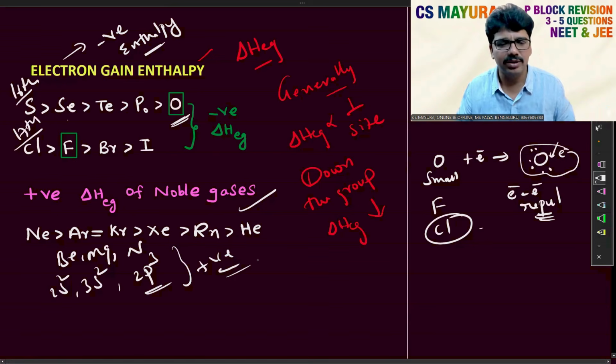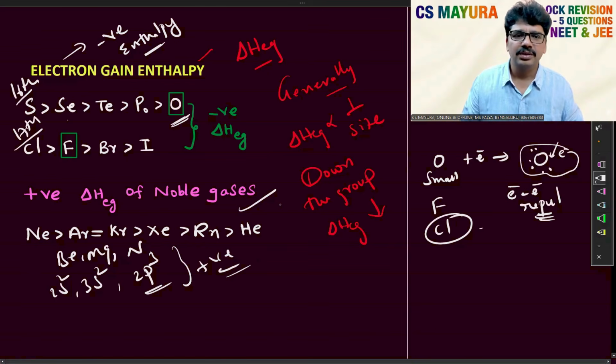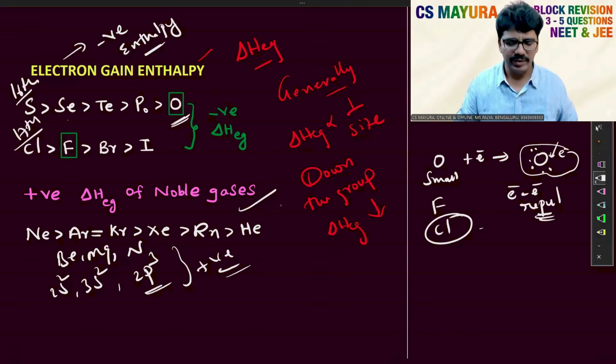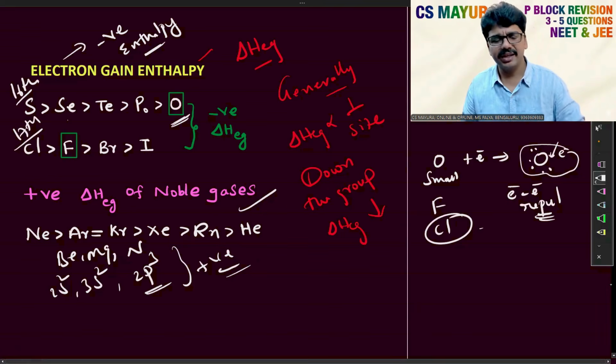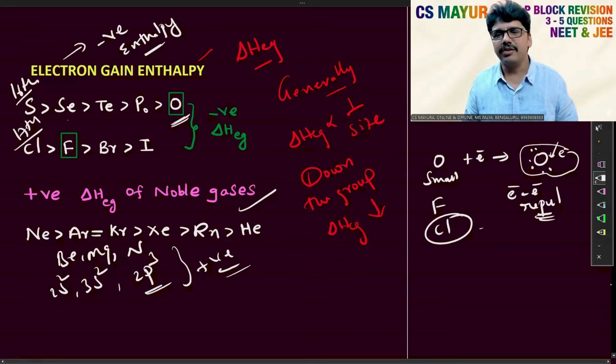In the total periodic table, the elements with positive electron gain enthalpy are beryllium, magnesium, nitrogen and noble gases. All other elements have negative enthalpy values. And next point is, among all elements except noble gases, beryllium, magnesium, nitrogen, remaining all elements, first electron gain enthalpy is negative. But if you come to second, third or fourth electron gain enthalpy values, that is always positive. Second electron gain enthalpy onwards, all are positive.